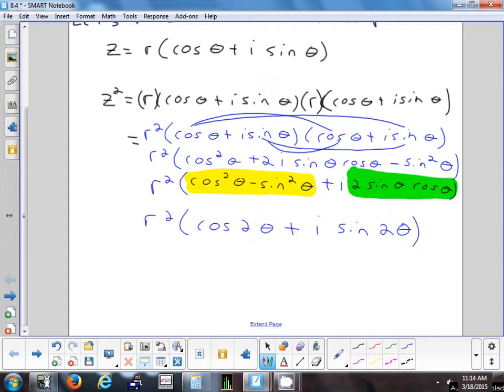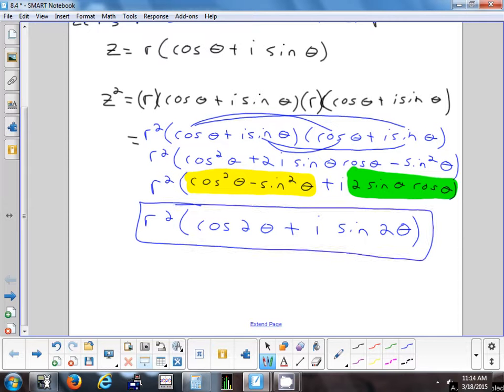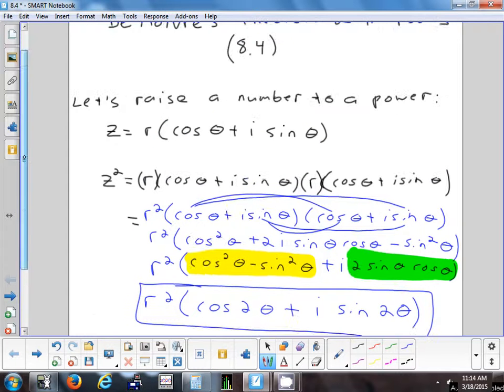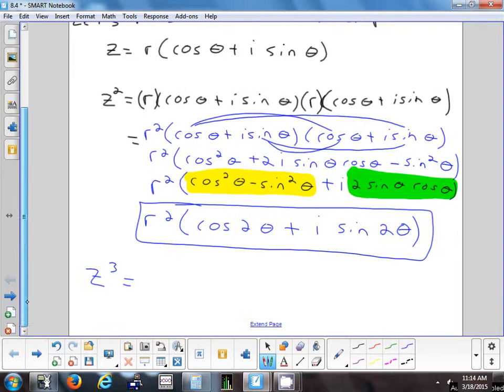Now looking at this, without going through it again, want to see if we can get z cubed. So that would be like r cosine theta plus i sine theta written 3 times. Anybody have a guess what the radius would be? Yep, it would be r cubed, cosine, i sine. And how about my angle?